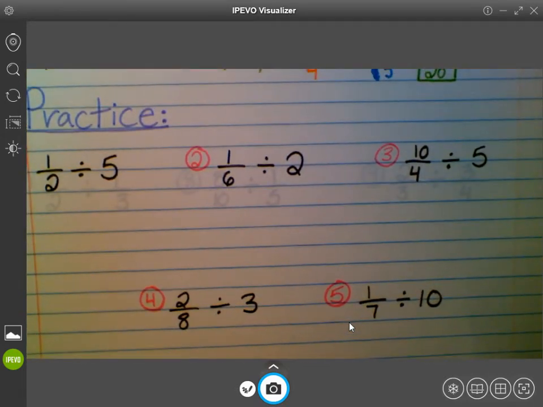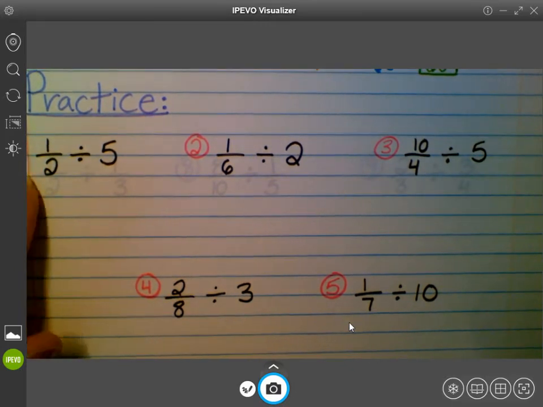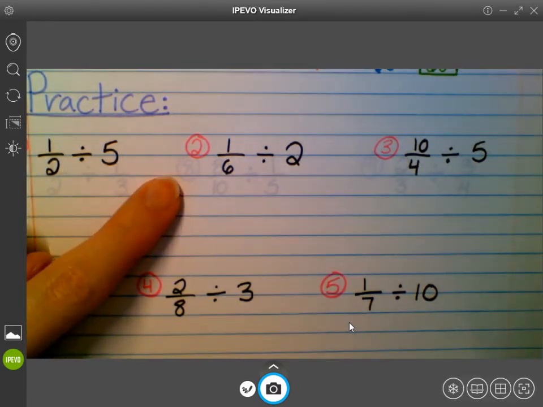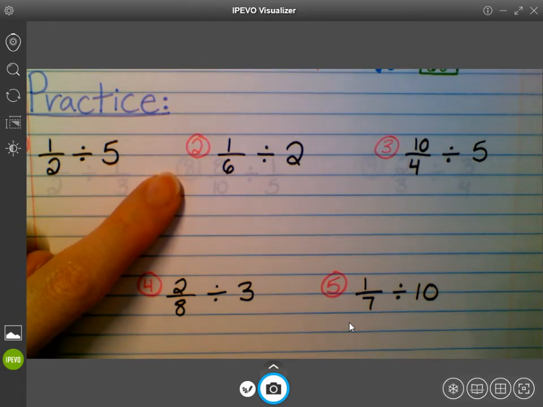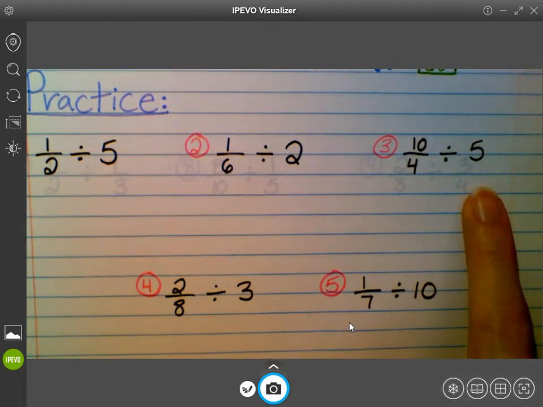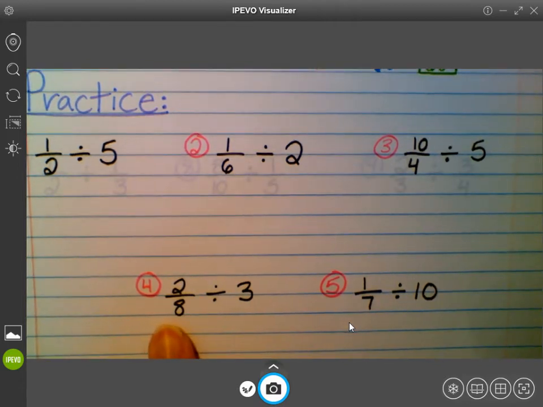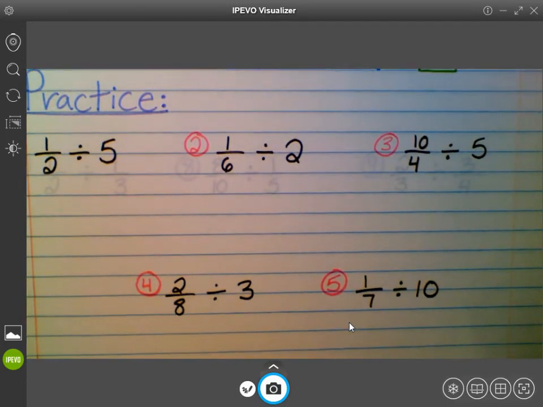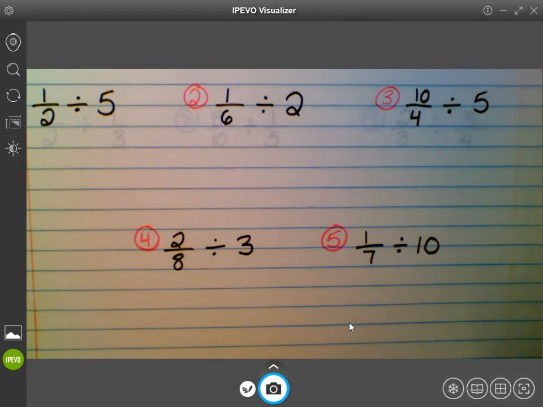So number 1 is 1/2 divided by 5. Number 2 is 1/6 divided by 2. Number 3 is 10/4 divided by 5. Number 4 is 2/8 divided by 3. And number 5 is 1/7 divided by 10. So you can go ahead and start solving these as soon as you get them written down.